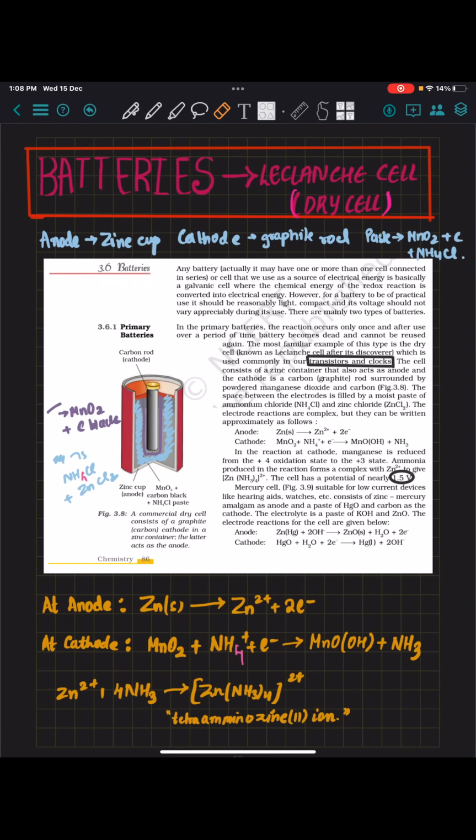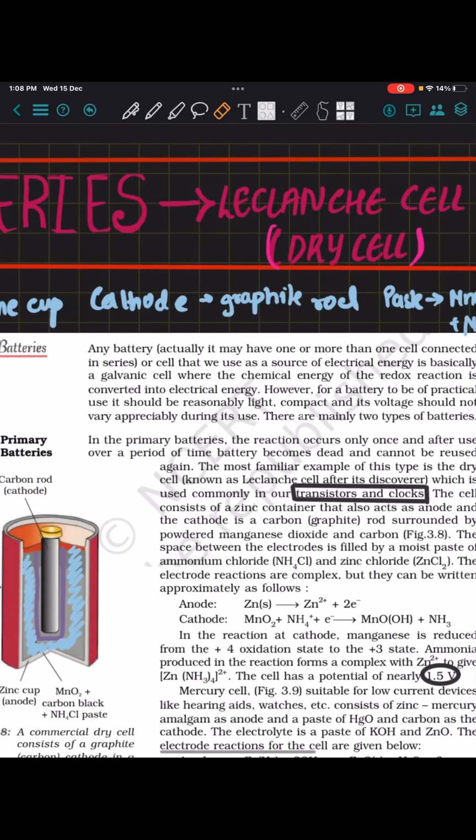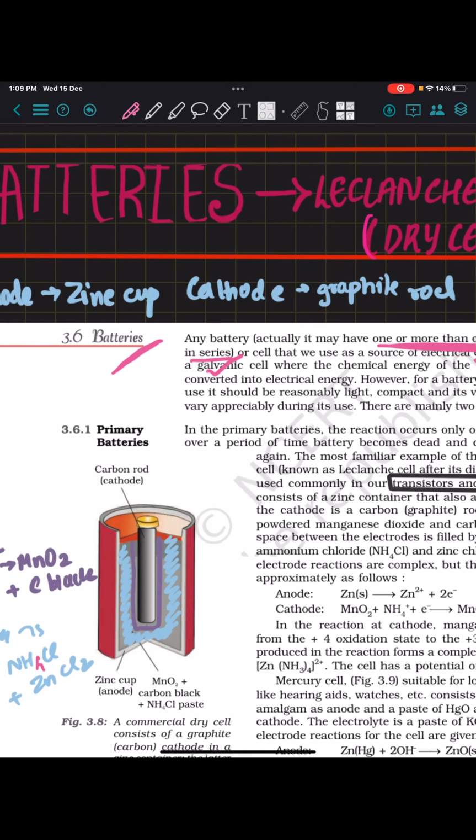This one's about the Leclanche cell, i.e. a primary battery. Before we go into that, we talk about what batteries actually are. A battery is simply any one or more cells that are connected in series, and any battery or cell that we use as a source of electrical energy is basically just a galvanic cell where the chemical energy is converted to electrical energy. This chemical energy comes from the redox reaction that takes place in the galvanic cell. So that's what a battery is.